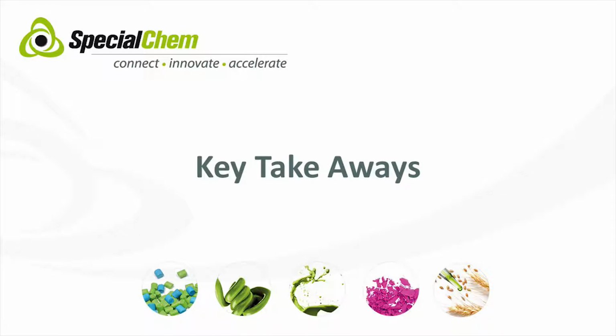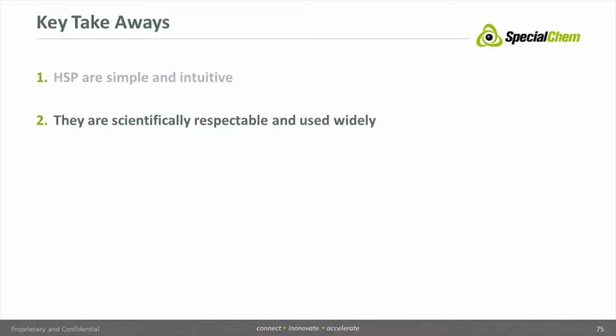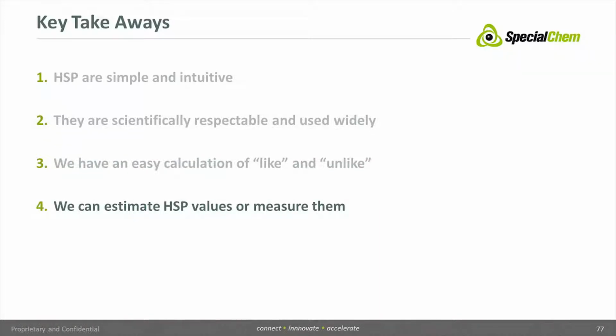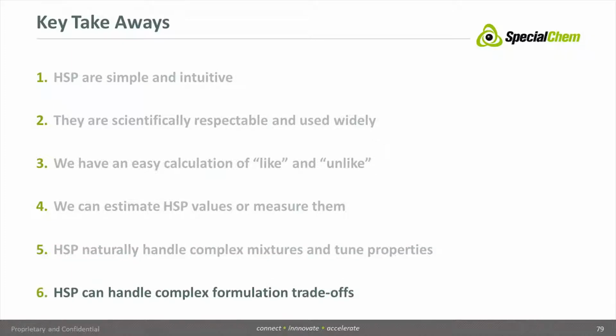I hope I've shown a few things. First, that HSP are simple and intuitive. Second, that they have respectable scientific credentials and a long history of use across many formulation domains. Third, that we can readily calculate how like or unlike two components are and therefore make rational formulation choices. Fourth, that we can estimate HSP values for many molecules and measure many others by ourselves or via expert service providers such as VLCI. Fifth, that we can handle complex mixtures and use the HSP mixing rule to tune our properties. Sixth, that we can handle complex formulation trade-offs.